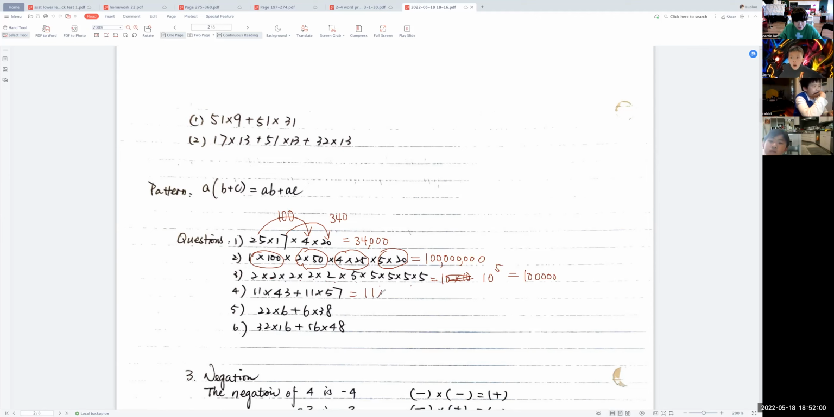This one, 11 times 100, so 1100. This one is 60 times 6 equals 360. Last but not least, 16 times 80 equals 1280.